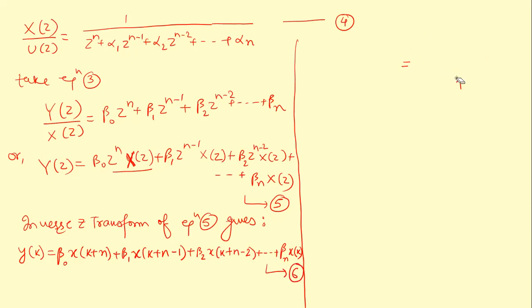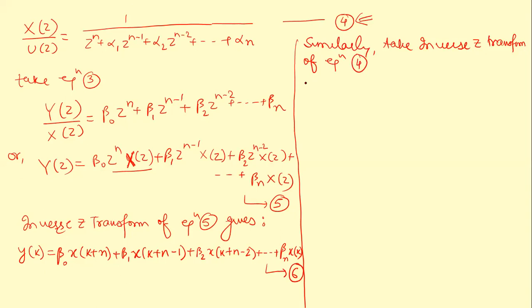Similarly, take the inverse z transform of equation number 4. So this is equation number 4 here, let us take this. X(z) into z raised to the power n plus alpha 1 z raised to the power n minus 1 plus alpha 2 z raised to the power n minus 2 plus, up to alpha n, is equal to U(z).